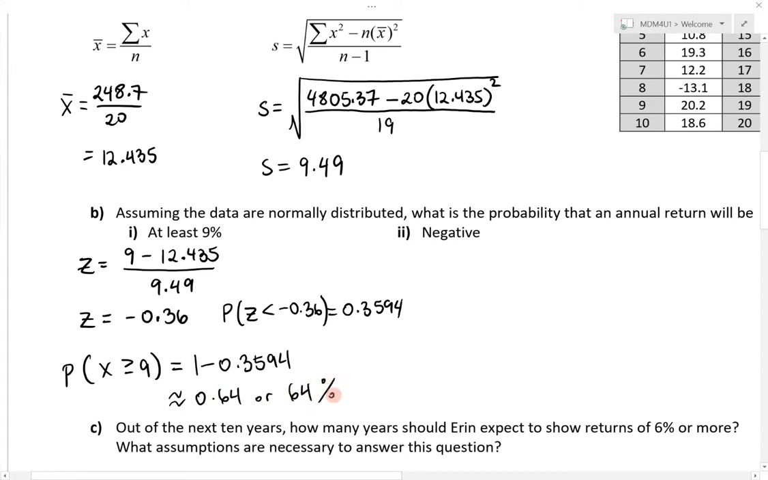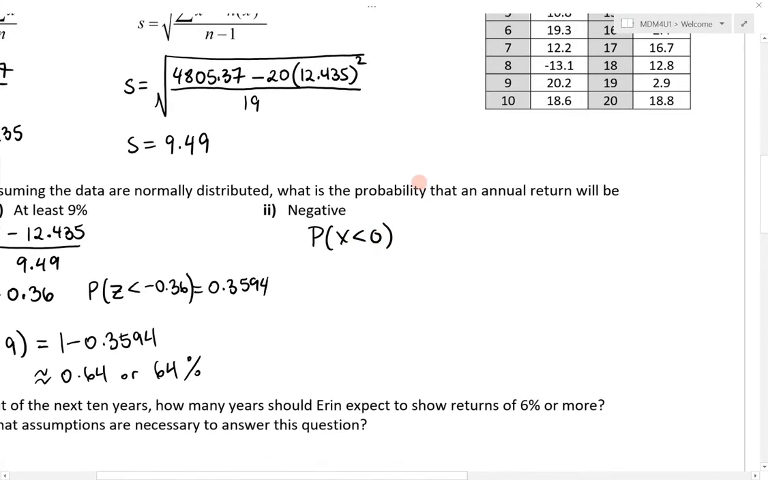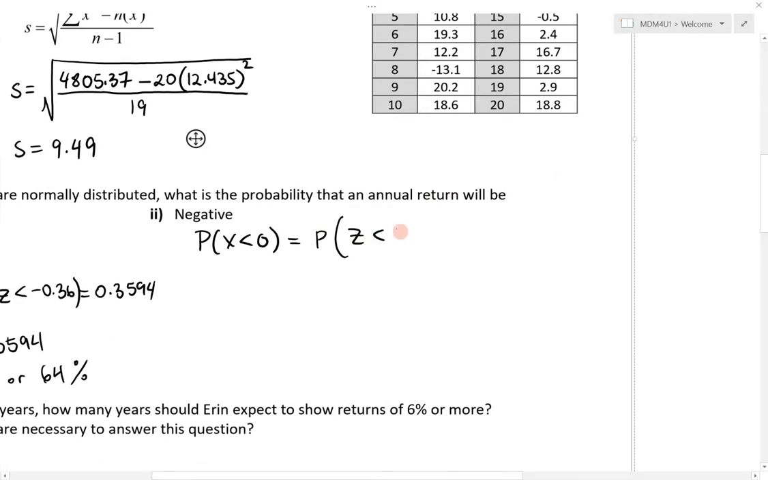Okay. Now, what's the probability that the annual return will be negative? So what's the probability that P of x is less than 0? Well, I can write also the z-score this way. The probability of z for a standardized normal distribution, the probability of z being less than 0 minus 12.435 divided by 9.49. This is just another fancy way of saying here's my z-score. What's the probability of z being less than that z-score?